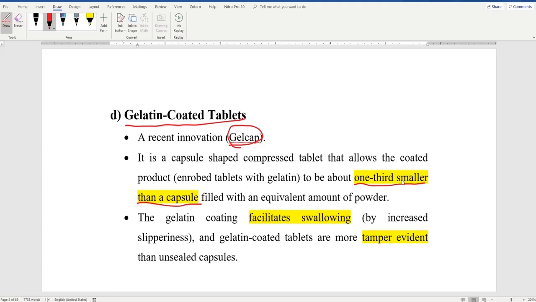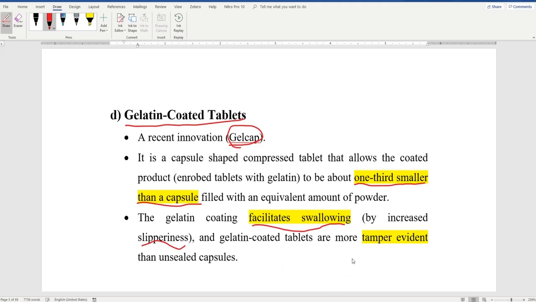Why did we say that? Because in the capsule we are filling only the body, but here the whole thing is the drug, and the drug is occupying all the volume inside the gelatin coat. Second thing, because it's smaller, it facilitates swallowing compared to a hard gelatin capsule. And that is aided by gelatin causing slipperiness. Because of the gelatin coat, the gel cap or gelatin coated tablet will be slippery, so it will slip in the throat and into the stomach.